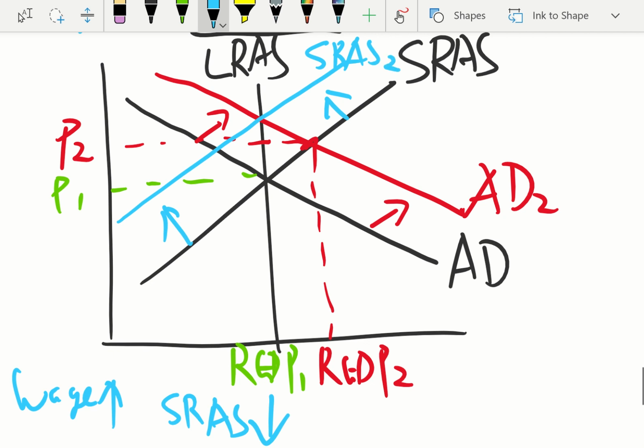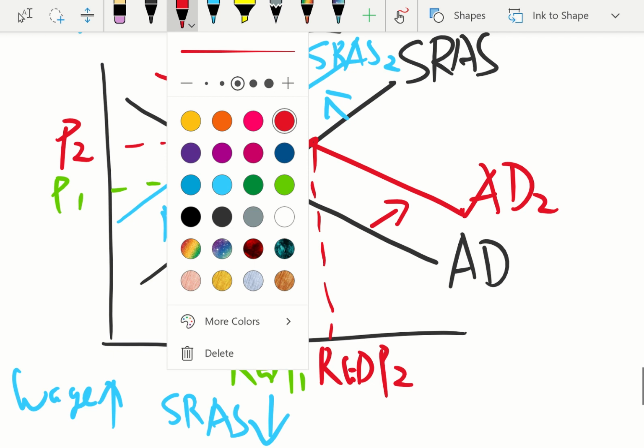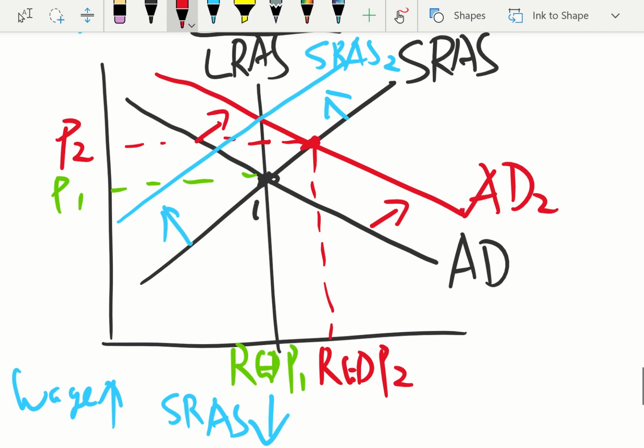All right, so this was your first intersection right here. Right here was your second intersection, and then right here is our third intersection. So in the long run, you'll be going from point 1 to point 2 and then back to point 3. So again, you're all going back to this long run potential.